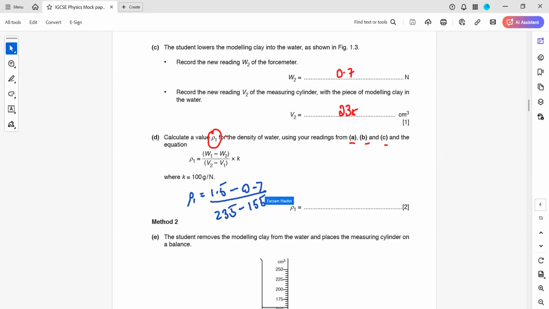Now, this is of 2 marks. So how do you score the marks? 1 mark is for the answer, but when you write the answer, write it in 2 significant figures, okay? Whenever you write the answer, write in 2 significant figures. So you should write 1.0. And what should be the unit? The unit is gram per centimeter cube. 1 mark is for the unit and 1 mark is for the answer. Okay? Is it clear? Yes, sir.